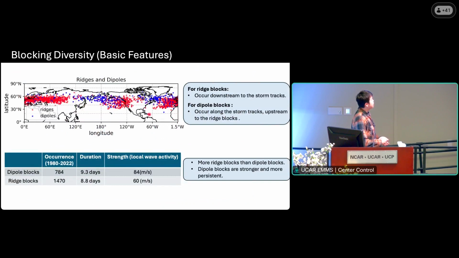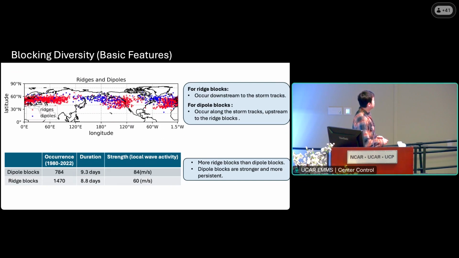We can clearly see that the ridge blocks, those red dots, are probably located downstream of the storm track region, at the northeast Pacific, northeast Atlantic, and over Europe. Well, for the dipole blocks, those blue dots, you can see they are primarily located along the storm track region, which is upstream to the region of ridge blocks.